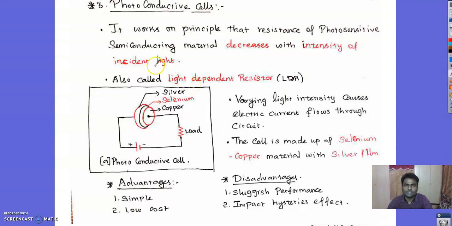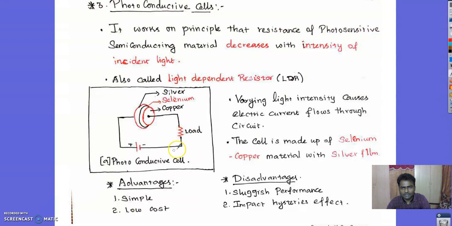This project has been used widely, and the photoconductive cell works on the principle that the resistance of photosensitive semiconducting material decreases with the intensity of incident light. That is the principle being used, and by varying this intensity, the electric current flowing in the circuit varies. This cell is made of 3 layers: the first layer is copper, the second layer is selenium, and it is coated with a silver film.